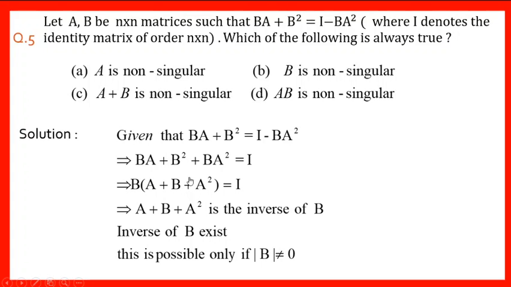So we have B into this bracket term is equal to I, and we know that when the product of two matrices is identity, one is the inverse of the other. So we can say A plus B plus A square is the inverse of B. It means B inverse exists. And we know the condition for existence of the inverse is that its determinant should not be equal to 0. When the determinant of any matrix is not equal to 0, it means that the matrix is non-singular. Therefore, option B is the correct option. I hope you are getting the concepts very well. Okay, let us move to the next one.